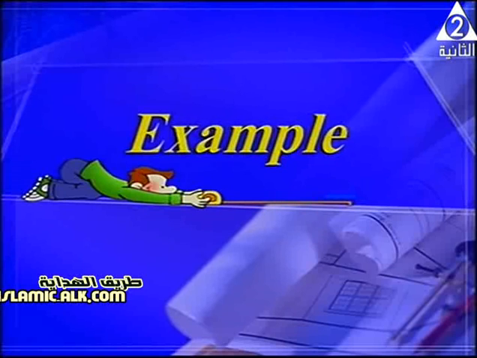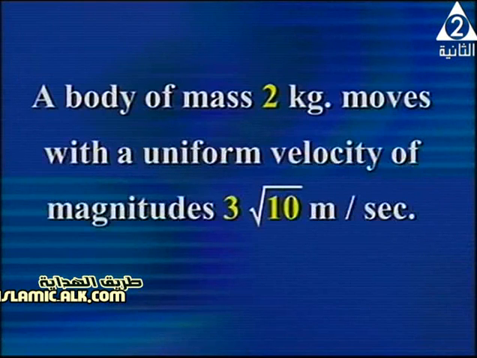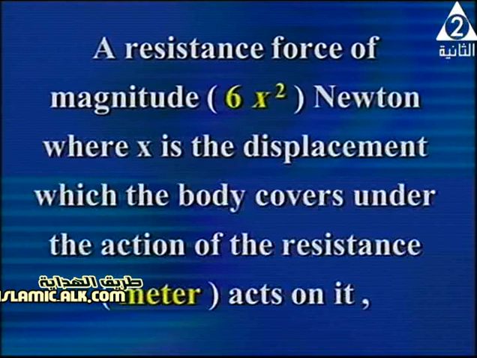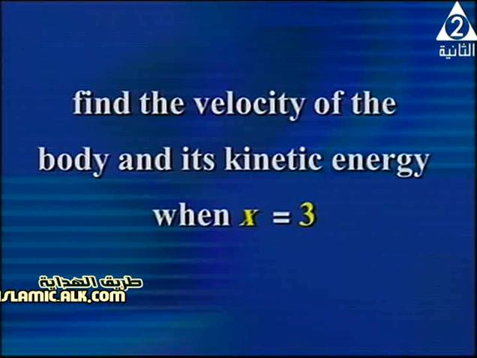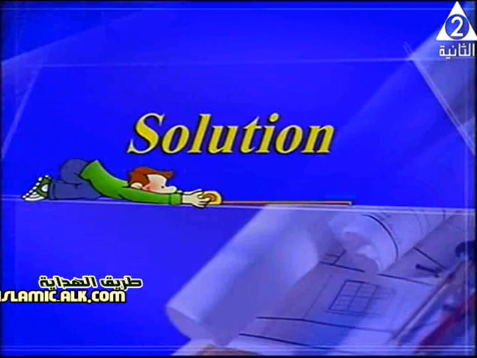Another example. A body of mass 2 kilogram moves with uniform velocity of magnitude 3 root 10 meter per second. A resistance force of magnitude 6x squared Newton acts on it, where x is the displacement in meters which the body covers under the action of the resistance. Find the velocity of the body and its kinetic energy when x equals 3. Solution.